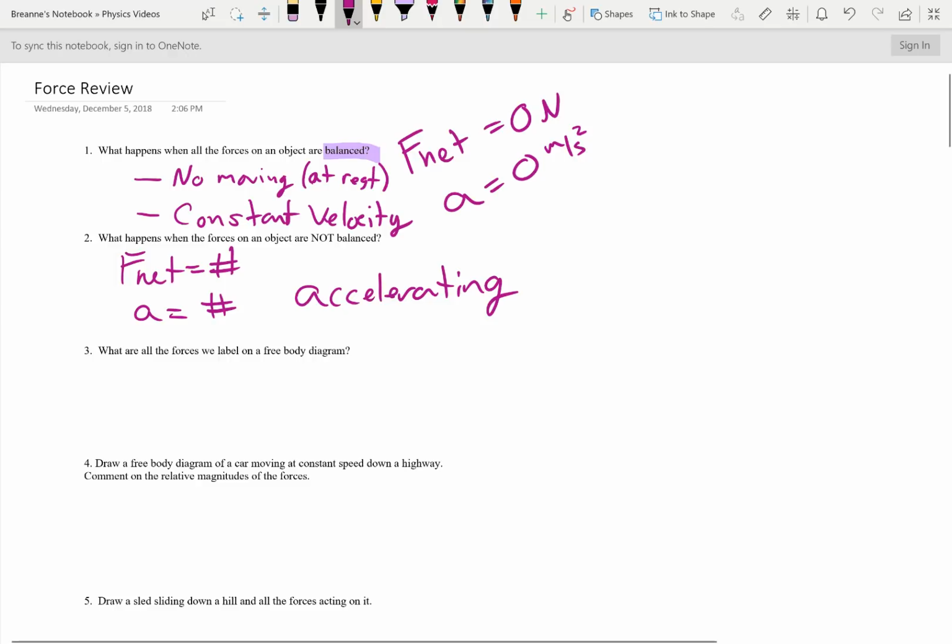So what are the forces we label in a free body diagram? We do our force of gravity or weight. You can put it either way. We do our force of normal. We do our force of friction. And we do a force applied. So those are the four main forces that can happen: force of gravity or weight, force of normal, force of friction, force applied.